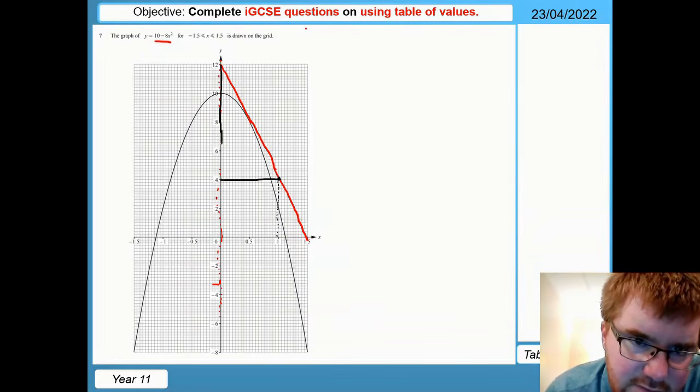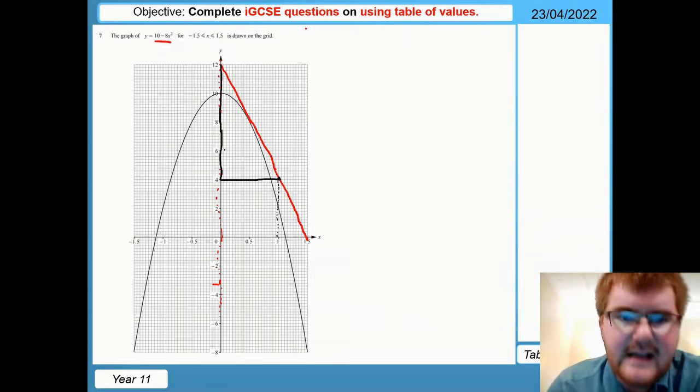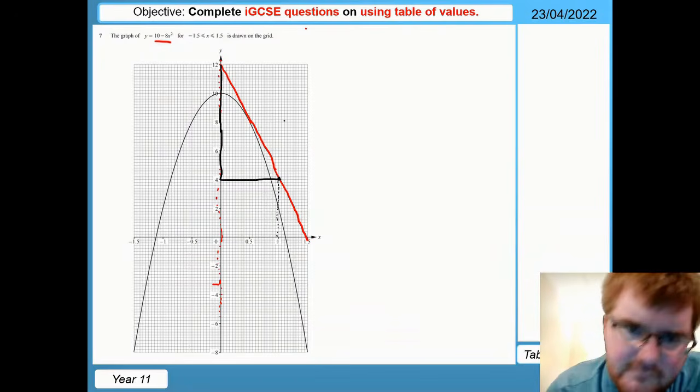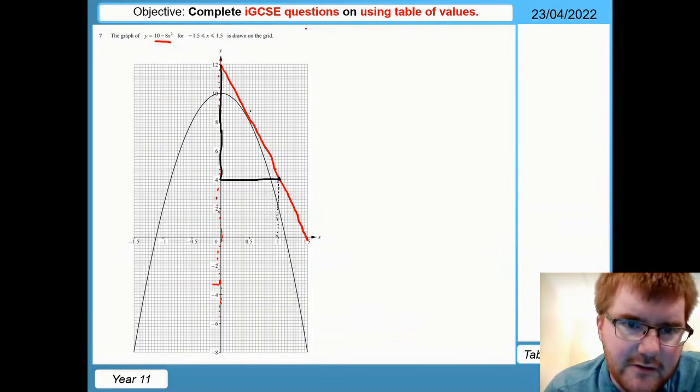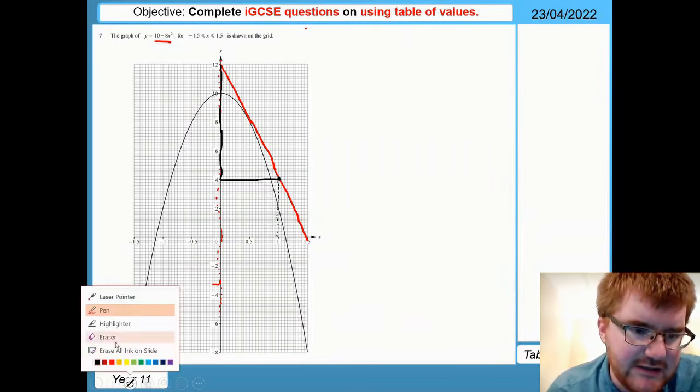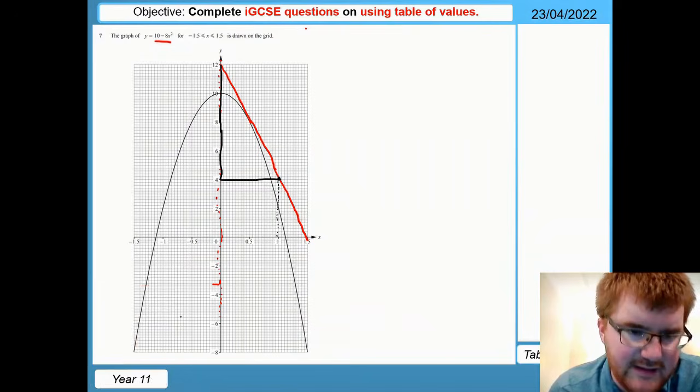So the way to work out the gradient is to create a right angle triangle and to make the numbers as easy as possible for you. Now, you can do any size of triangle. I've done this quite large one because it's going to make my calculation easier later. Now, let's see why that's the case.